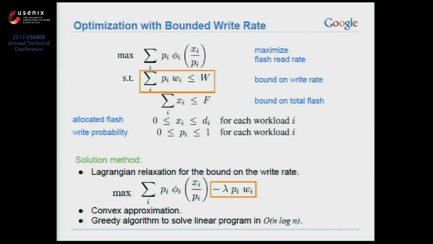Removing this constraint is an important step because now the write probabilities only show up in the objective, and we can compute what would be the best write probability for a workload independent of all the other workloads, just depending on the allocation size. This allows us, after a convex approximation, to run some greedy algorithm which solves this in almost linear time. And that's pretty important because we deal with a huge number of different workloads.